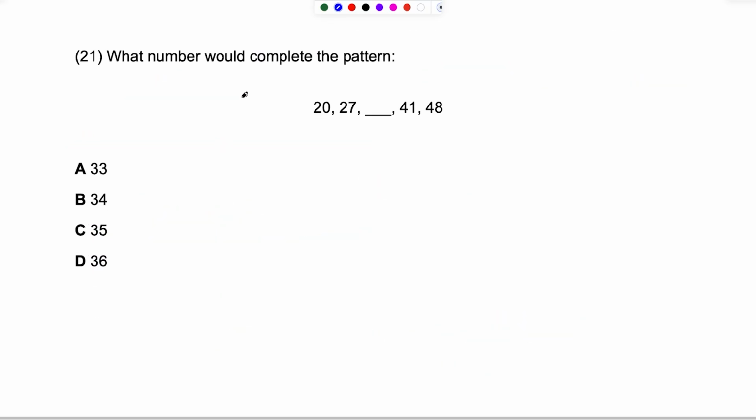Question 21, what number would complete the pattern? And we have 20, 27, we have a blank, and then we have 41 and 48. Well, the first thing that jumps out is that this list is increasing. The numbers are going up.